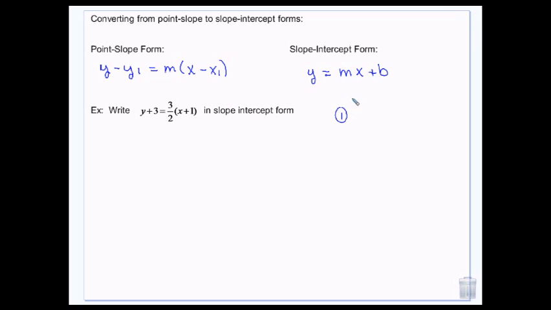So step 1, we want to distribute. Okay, so we take that and we multiply it in, and we get y plus 3 is equal to 3 halves x plus 3 halves. Now we can clear the fraction if you want to clear that first, and then you end up having to divide by it again. I'll show you that way as well.